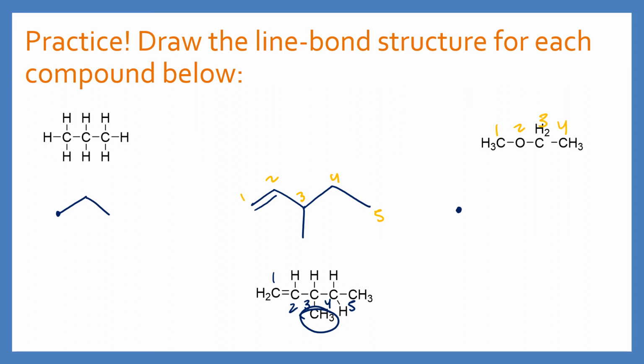Our carbon is atom number 1. Our oxygen is atom number 2. We have another carbon and another carbon. So this is the structure of the compound above, drawn out as a line bond structure.